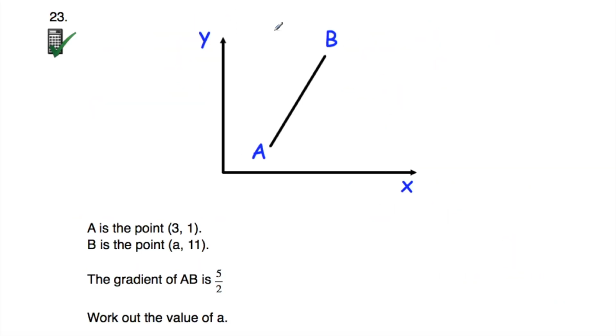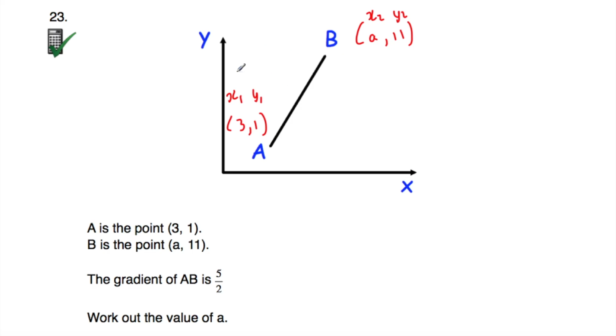So question number 23, we've got this diagram. We've got the points A and B. And we're told that A is the point with coordinates 3, 1. And the point B is the point with coordinates a, 11. And we've been told that the gradient of this line is 5 over 2. And we've been asked to work out a, so little a, the x coordinate of the point B. So what we're going to do is let's label the points x1, y1 and x2, y2.